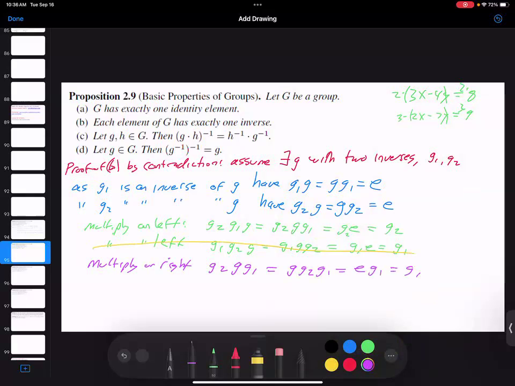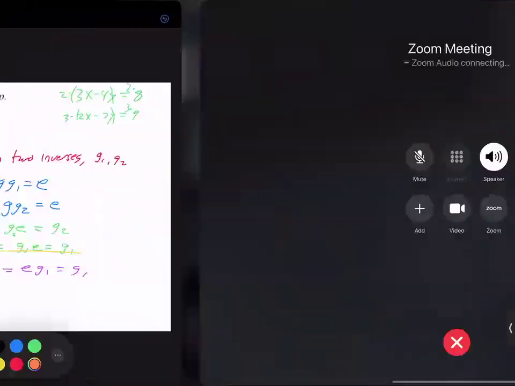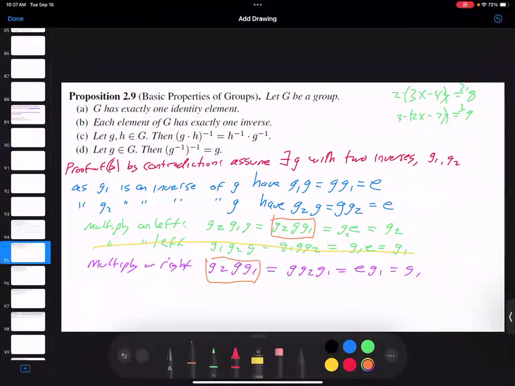Do we now see anything that appears twice? Yes. If you look somewhat carefully, you should see we've got a G2 G G1, a G2 G G1. These are the same. So G2 G G1 equals G2 and equals G1. Therefore, G1 equals G2 and inverse is unique.